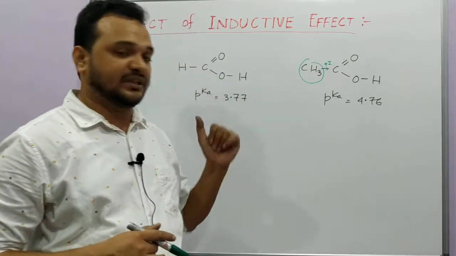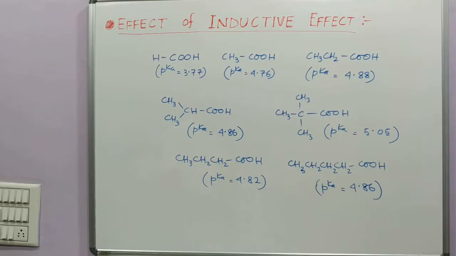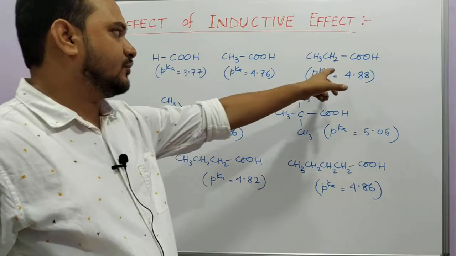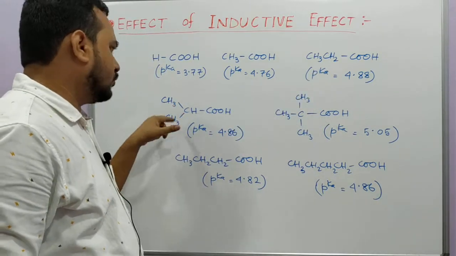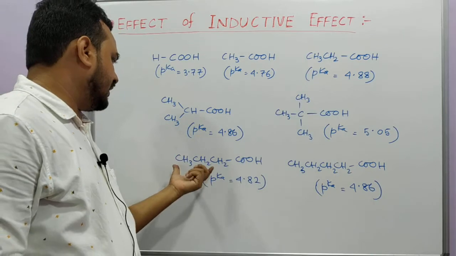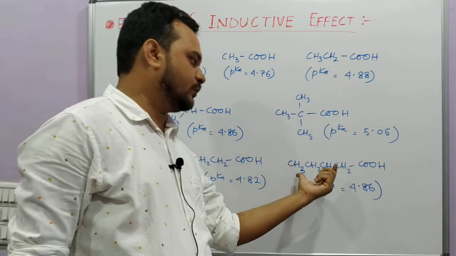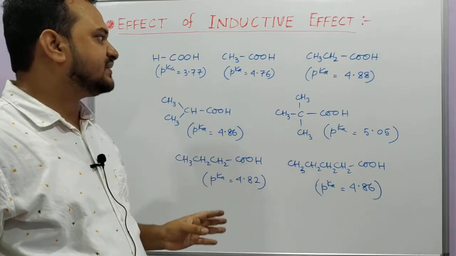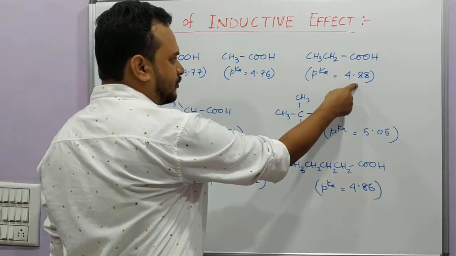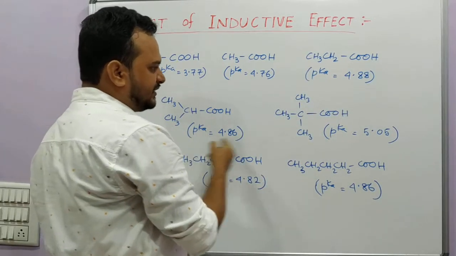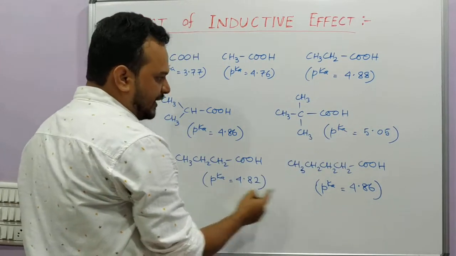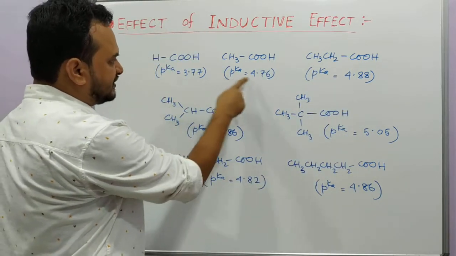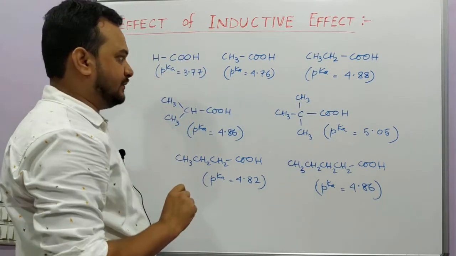I am just giving you some examples. So here we have the examples: formic acid, acetic acid, then your propanoic acid, isopropyl group, then we have tertiary butyl group, here we have N-propyl group, N-butyl group. So as I said that after this CH3, if you introduce some more groups, there will not be any significant difference. See, 4.76, 4.88, close to each other, 4.86, 5.05, 4.82, 4.86, so they are very close to each other, not a very significant difference like 3.77 and 4.76, a difference of 1, right?